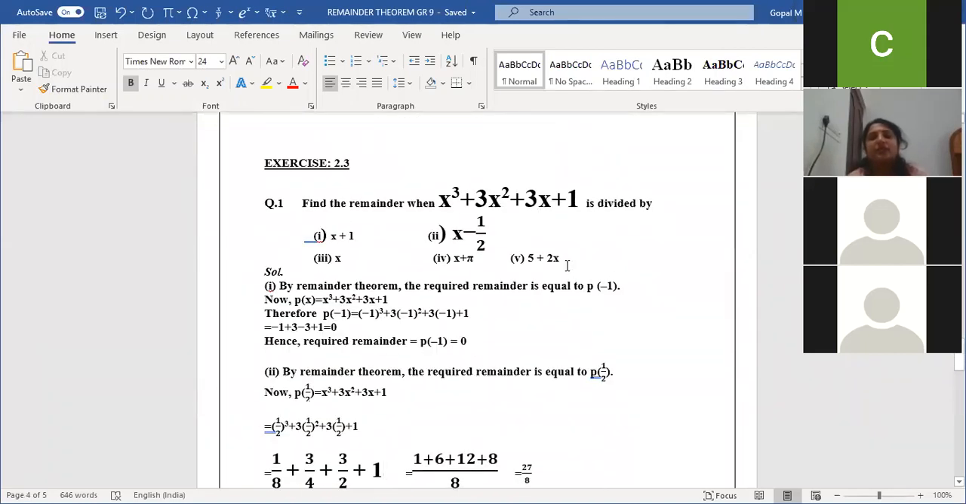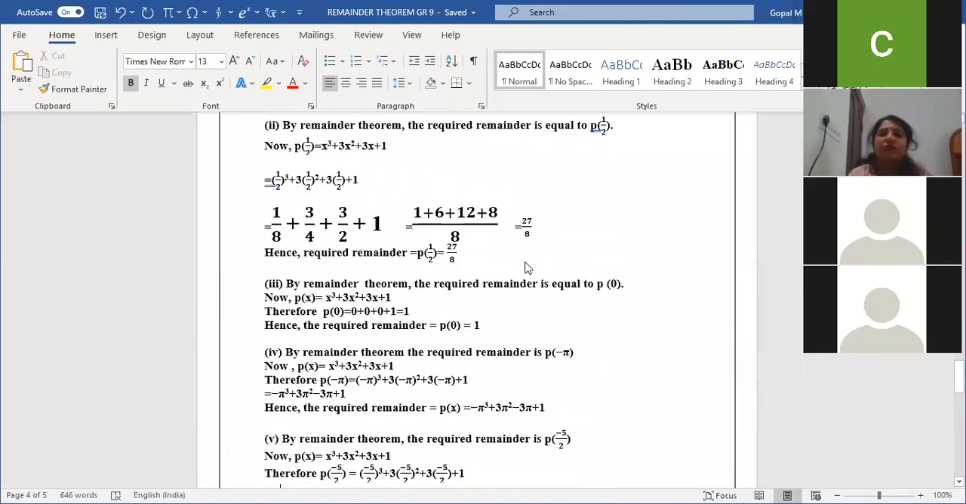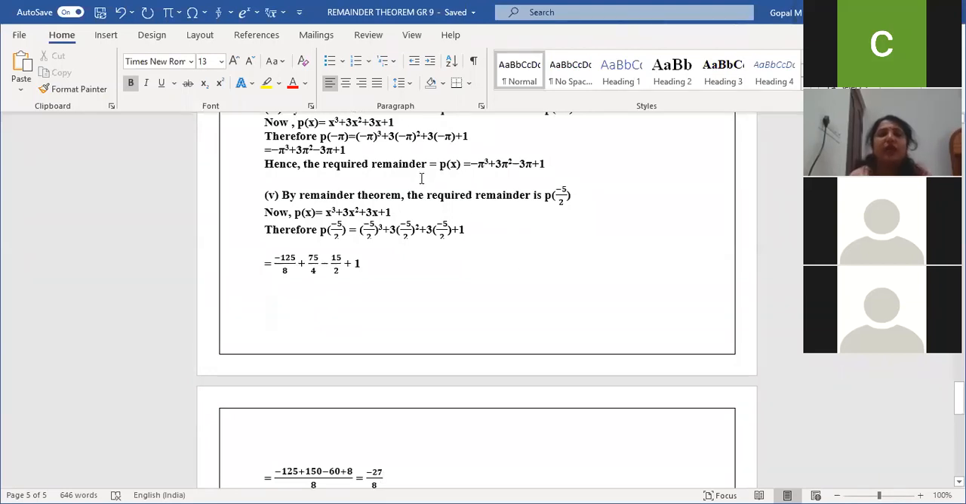What is the zero of 5 plus 2x? Minus 5 by 2. Very good. 5 plus 2x equal to 0. 5 if you shift towards your left, it becomes minus 5. x is equal to minus 5 by 2. We'll apply minus 5 by 2 in the polynomial p of x. So minus 5 by 2 if I apply, minus 5 whole cube is minus 125 and 2 cube is 8. Am I clear here?